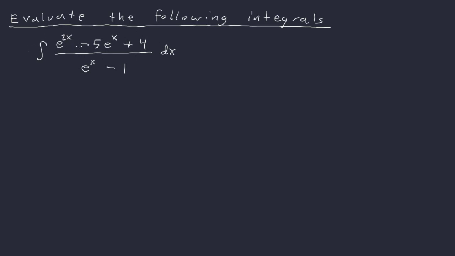if instead of e to the x's here, we had, say, y's, right? So if y were equal to e to the x, then y squared would be e to the 2x. Okay, so if we rewrote this in terms of y, we'd have y squared minus 5y plus 4 all over y minus 1. And in this format, I don't think anyone would have, hopefully, trouble seeing that this would factor. We want factors of 4 that sum up to negative 5, so y minus 1 times y minus 4.